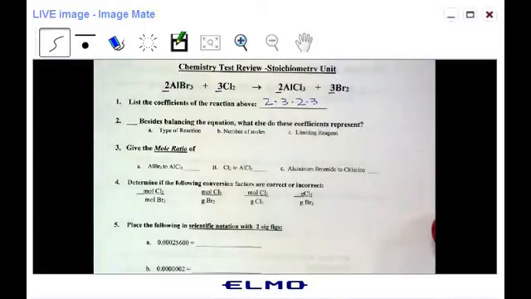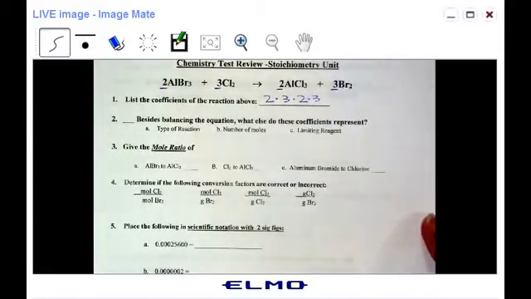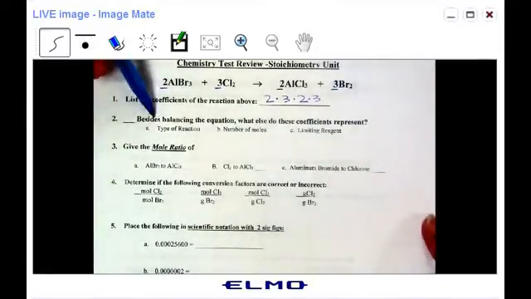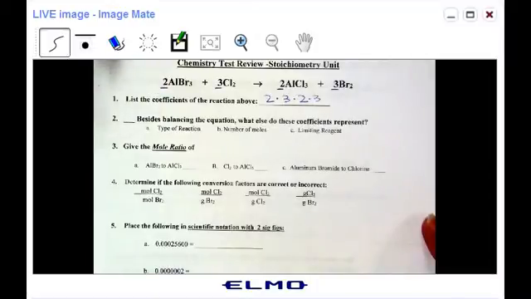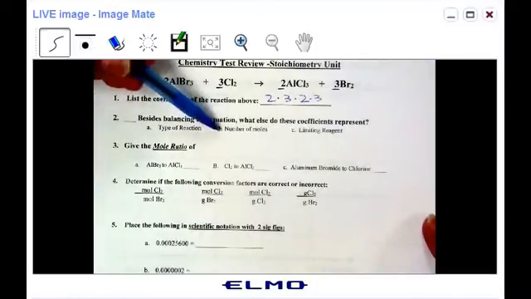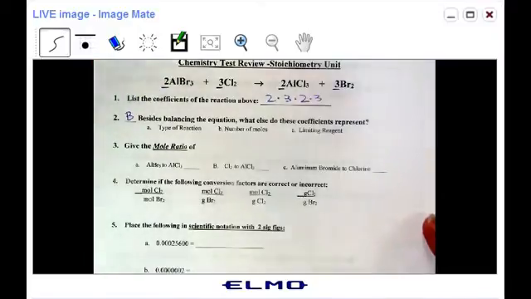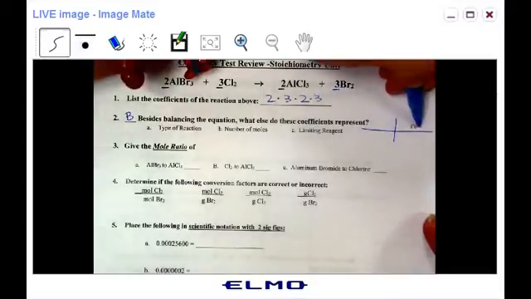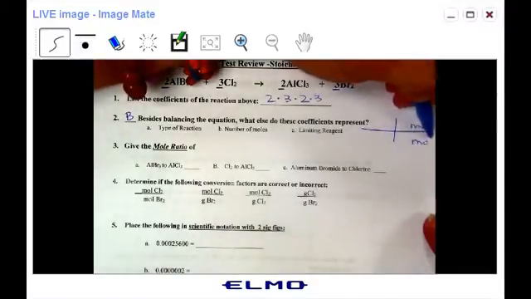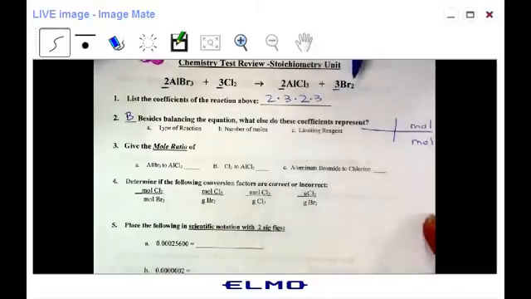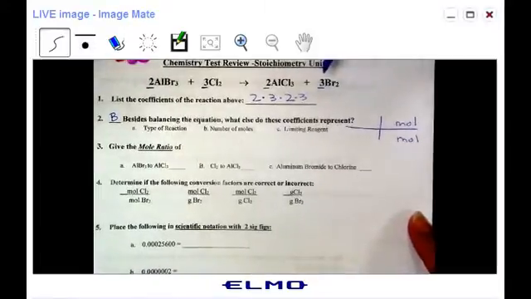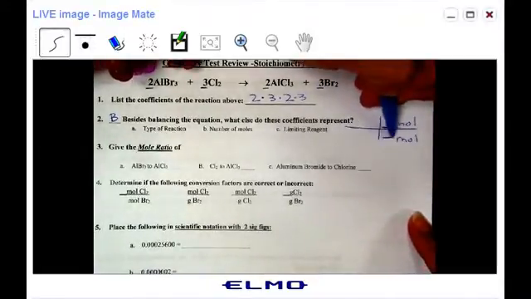Number 2. Besides balancing the equation, what else do these coefficients represent? Coefficients represent the number of moles as well. That is why when you're doing the t-charts for stoichiometry, we no longer just put a 1 in front of the moles. From now on, you use the coefficients.